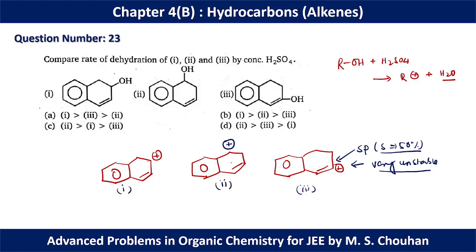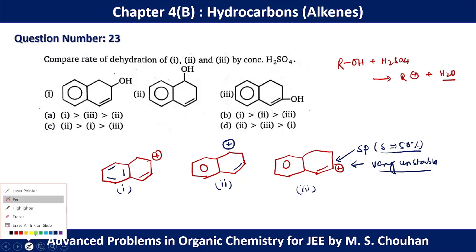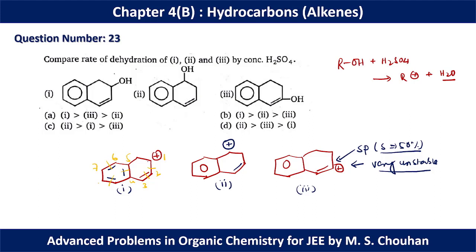Why? Because 1 is more conjugated, because you can see that we have a long conjugation starting from this end to that end, because if we are taking this as 1, so double bond, single bond, atom with positive charge, and these double bonds are also conjugated, so we have a long resonance path which can stabilize the carbocation very much effectively.